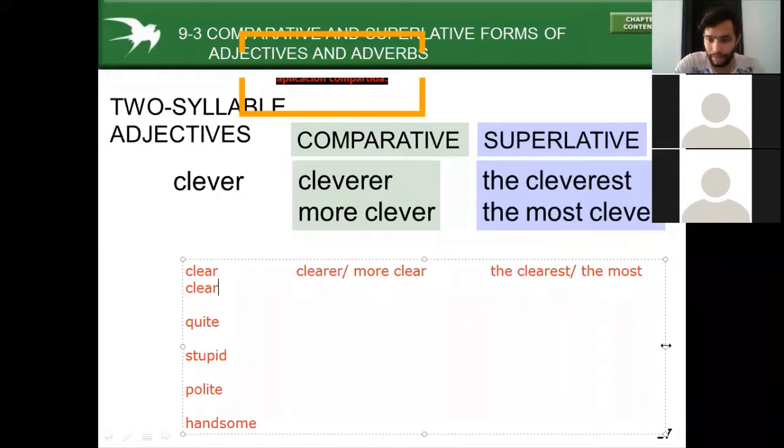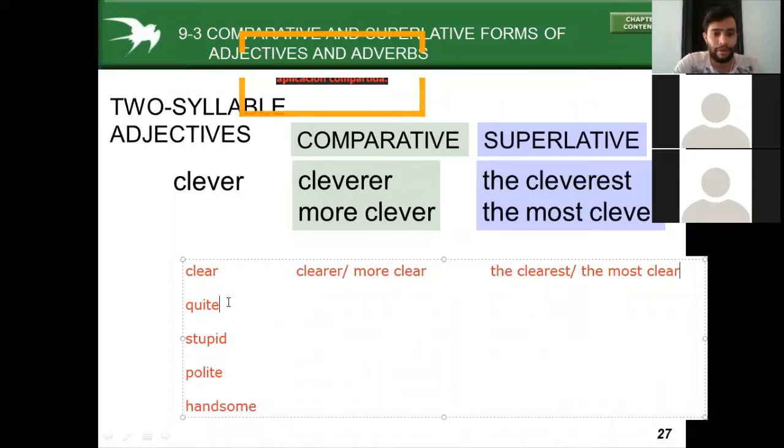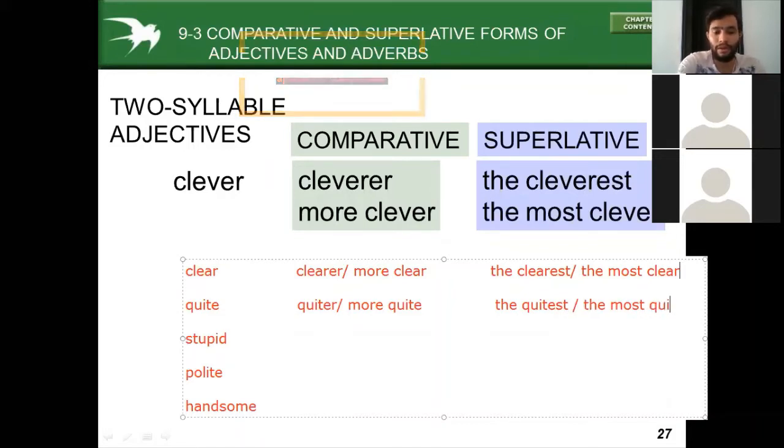In the case of quiet, then you'd say like this, quiet, quieter, or more quiet. And here, the quietest, and the most quiet. All right, you can use them like this.